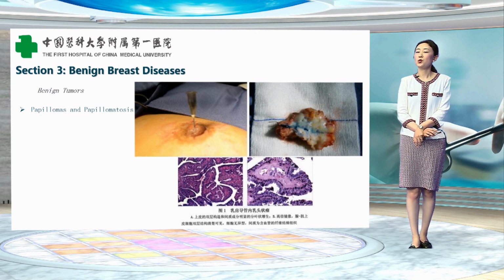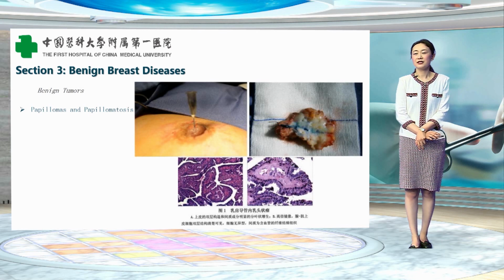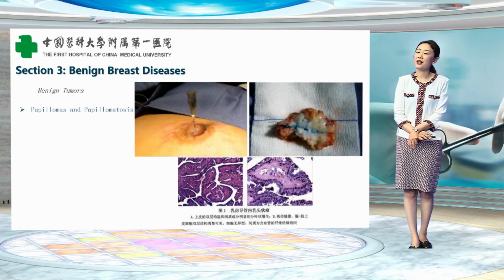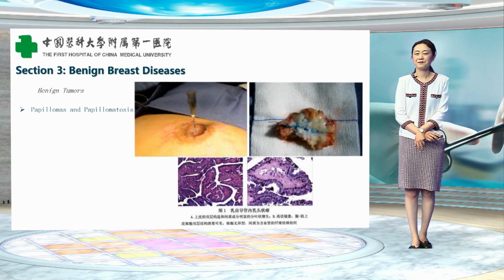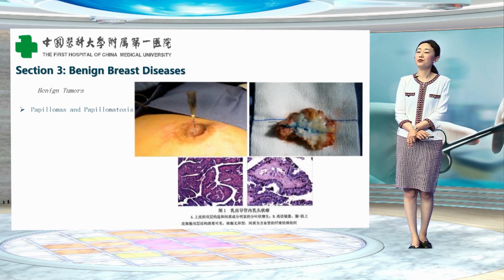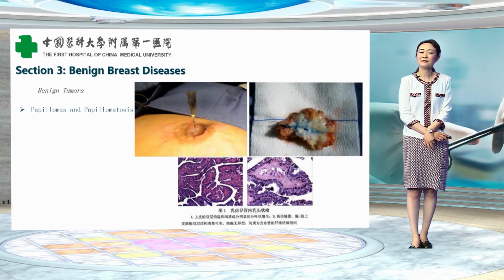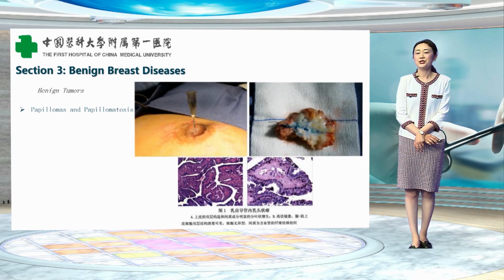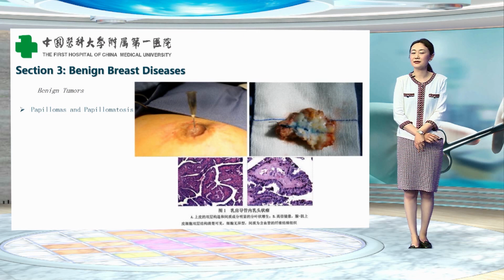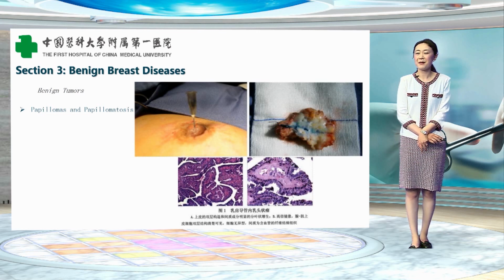This picture shows how we do the operation. We inject blue dye into the duct orifice to label the lesion's ductal system, and then remove the whole duct tree. We can see a large tumor, and those are the pathologic sections. If there is moderate to severe atypical ductal hyperplasia with multiple papillomas, the risk of breast cancer is high. Prophylactic mastectomy with or without reconstruction is suggested.